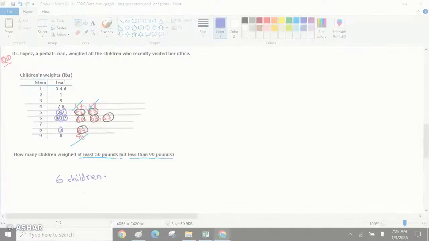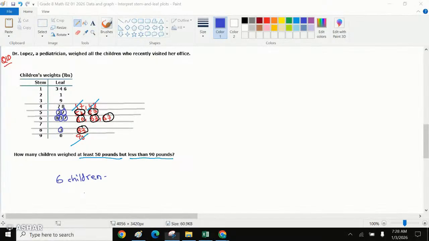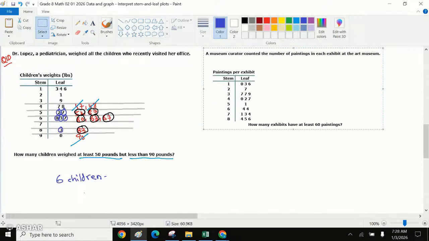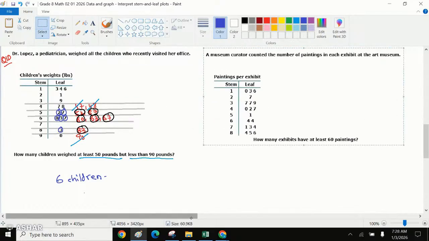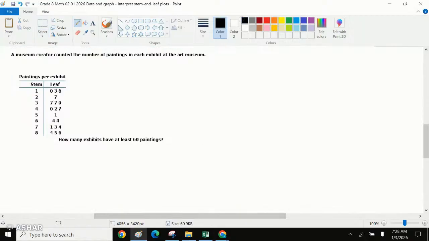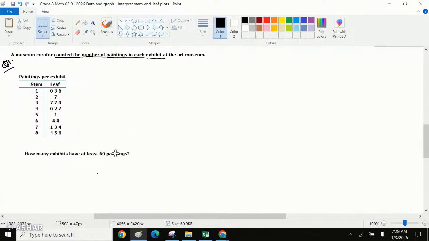The next question says a museum curator has paintings. Let's see what they're talking about. This would be question number 11. A museum curator counted the number of paintings in each exhibit in the art museum, right? How many exhibits have at least 60 paintings? It could be at least or it could be at most, right? First we do part A, at least, and then we'll try at most.